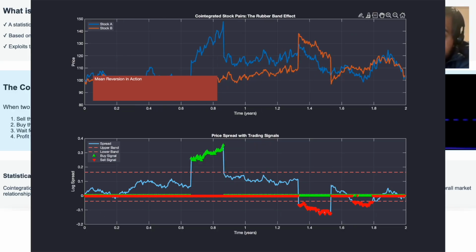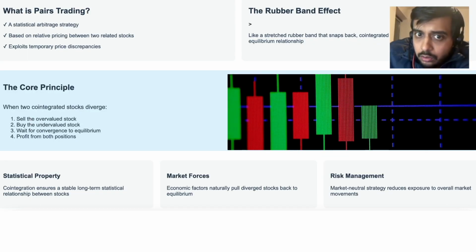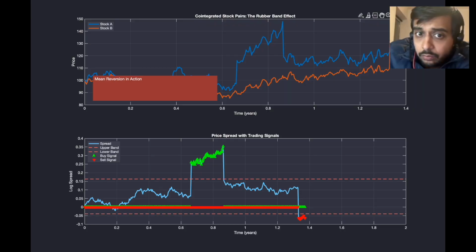The idea is to sell the overvalued stock and buy the undervalued stock. So we expect that their prices will eventually come back to their historical equilibrium, and once the equilibrium is reached, we can close both positions and take the profit. And this is the basis of pair trading.